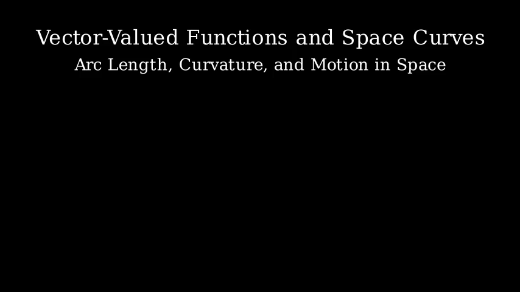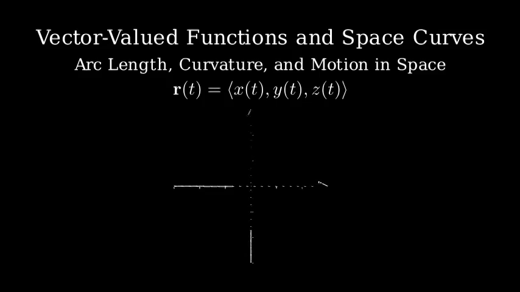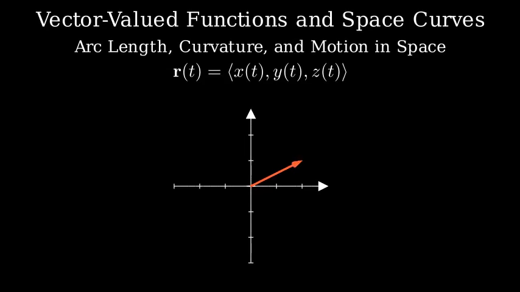A vector-valued function in space assigns to each real parameter t a vector in three-dimensional space. We write R(t) equals the vector with components x(t), y(t), and z(t), where x(t), y(t), and z(t) are ordinary real-valued functions of t. As the parameter t varies, the tip of the vector R(t) traces out what we call a space curve. Think of t as time, and imagine the tip of our vector moving through space as time progresses.